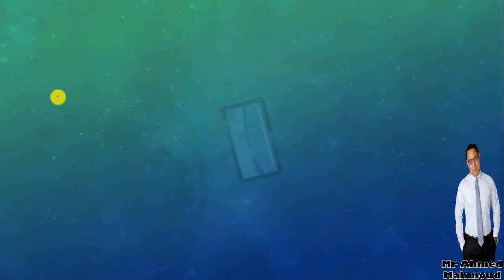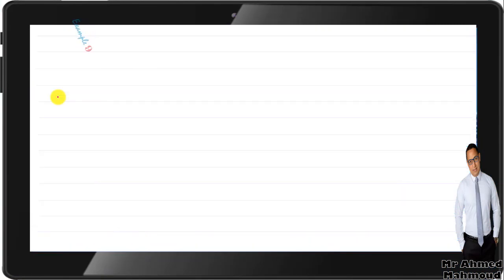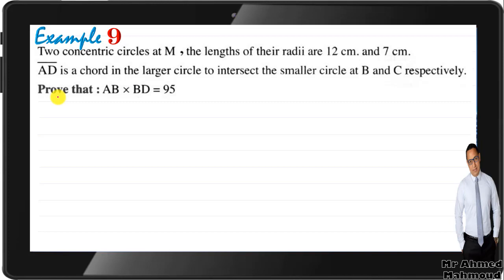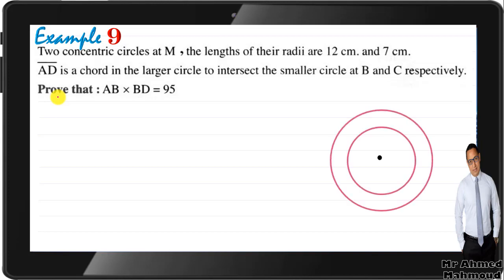Okay, the last example with us, example 9. Two concentric circles. Remember with me what the meaning of concentric. Two circles have the same center, a common center, like this. This is the first circle and the second circle, and the common center is called M. This is given. The lengths of their radii are 12 and 7. The bigger one is 12 and the smaller one is 7.